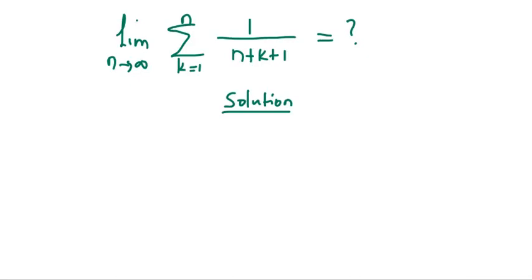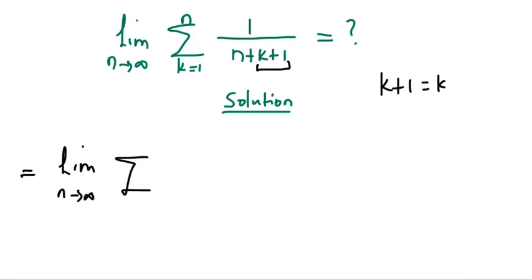Now, let's start with the following substitution. Here we have k plus 1, so let's call that k, right? Now we know if k is approaching 1, the other k is approaching 2, right? Then we're going to take the sum from 2 to n plus 1. So this is the same as the limit as n is approaching infinity of the sum as k goes from 2 to n plus 1 of 1 divided by just n plus k. That makes sense, right? Okay.